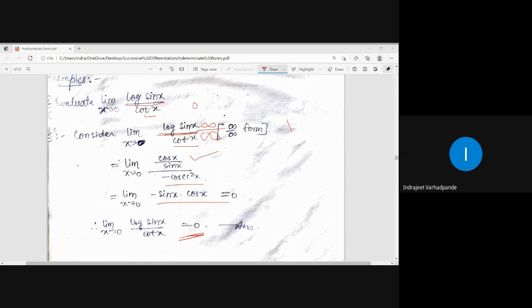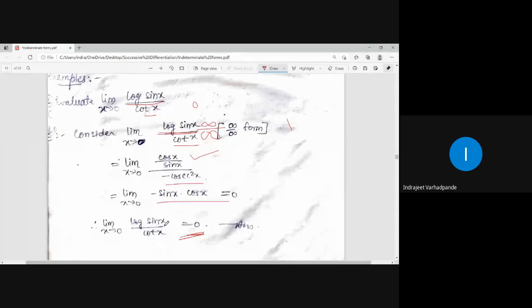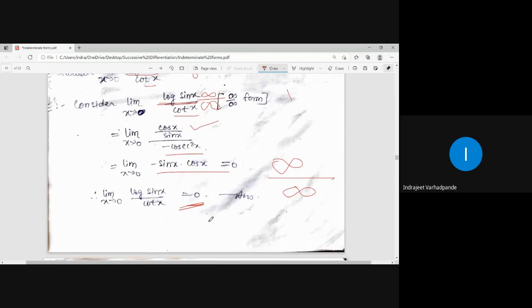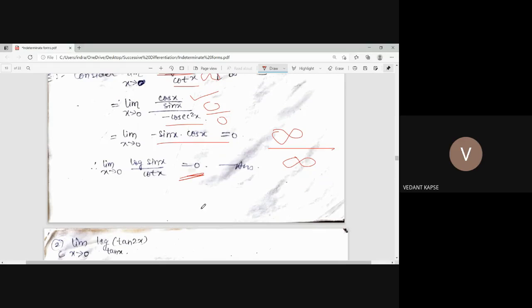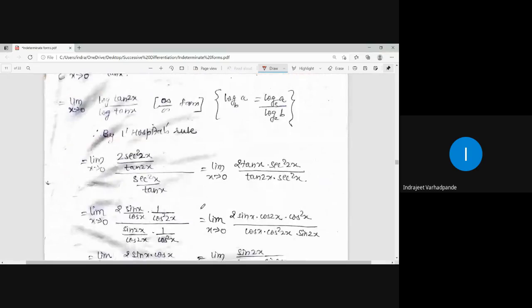I hope the points are clear, how we have to go ahead with this. Any difficulty? So except the logarithmic function, express it into the form. Is this okay? Infinity by infinity is converted to 0/0, and then we can simplify and get the answer. So what is the final answer? 0. 0 is a finite quantity, so I can say that yes, the value of the limit is 0. Right? Take the next one.